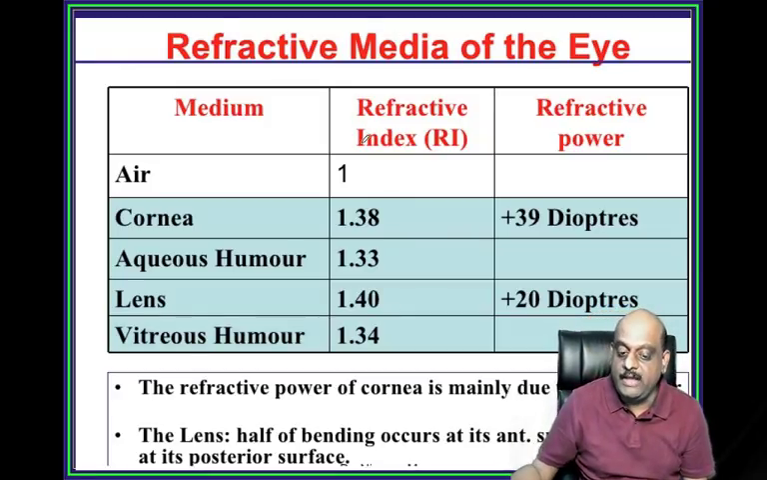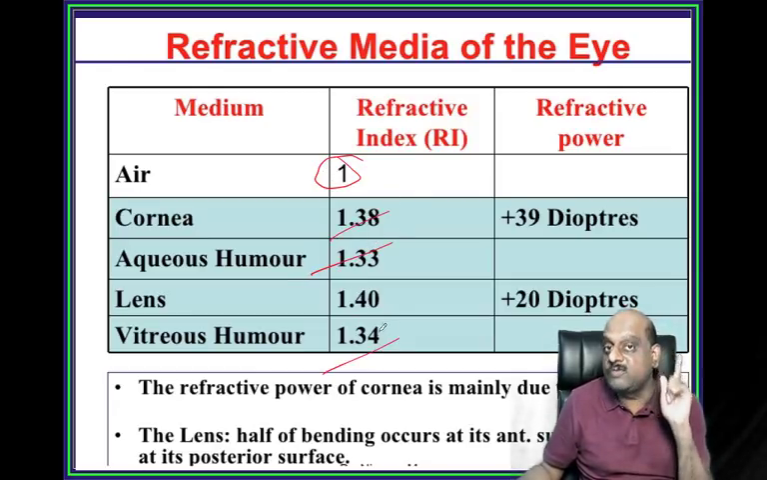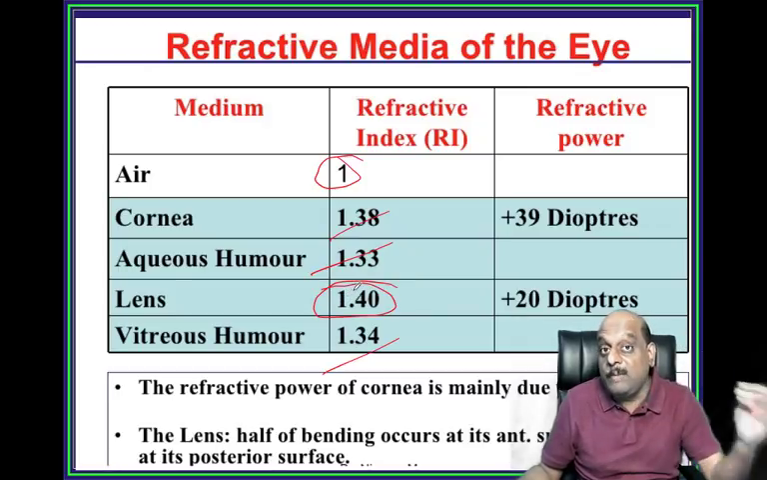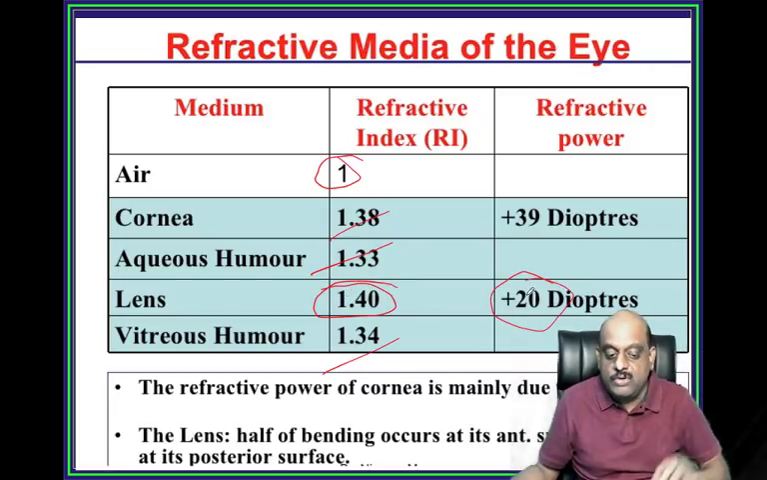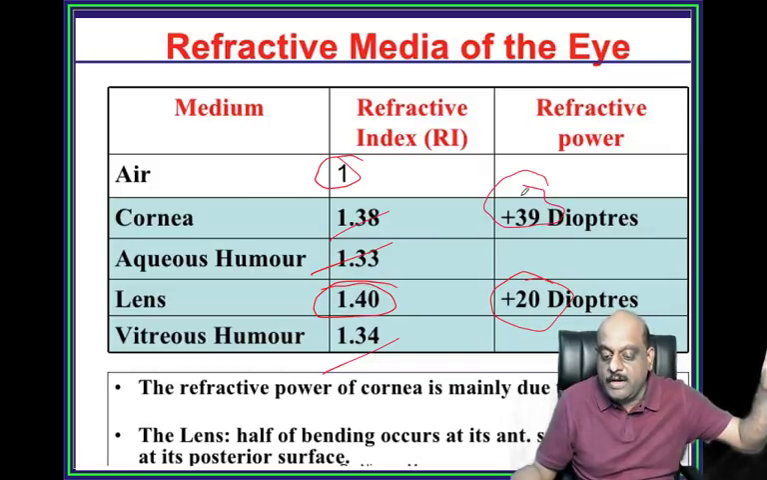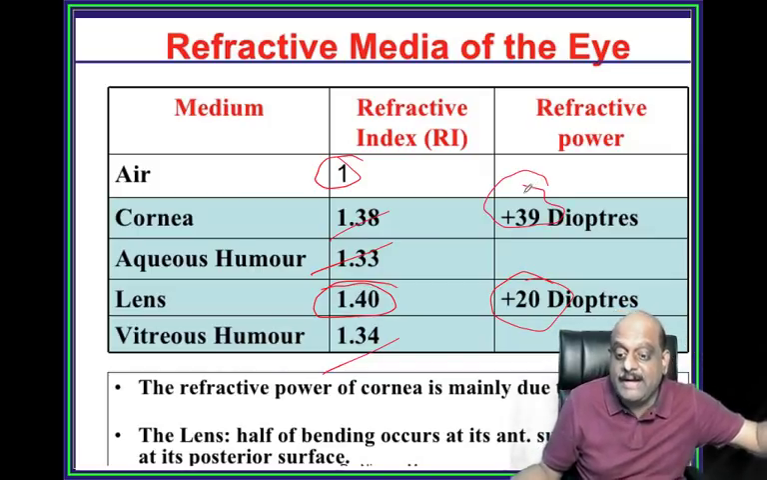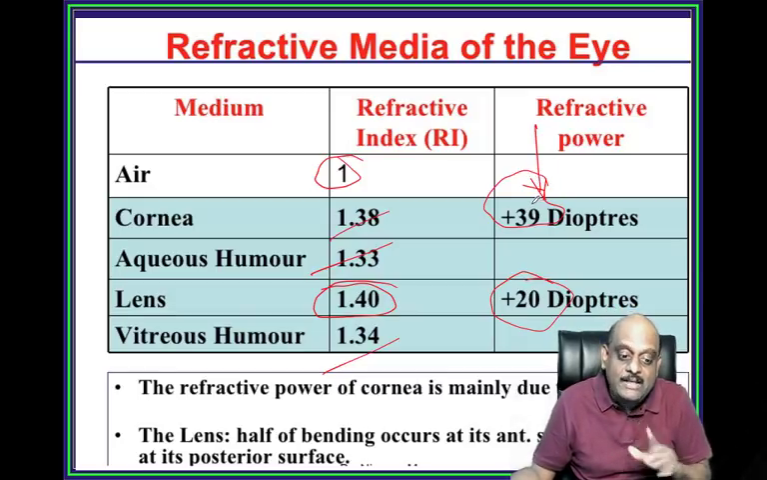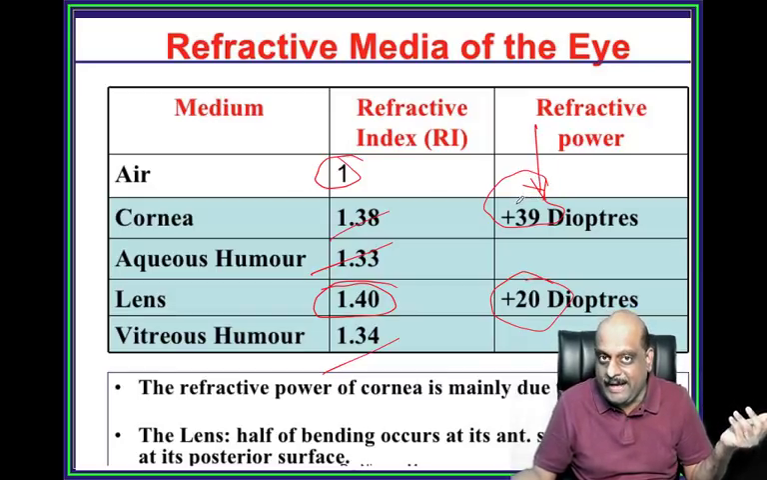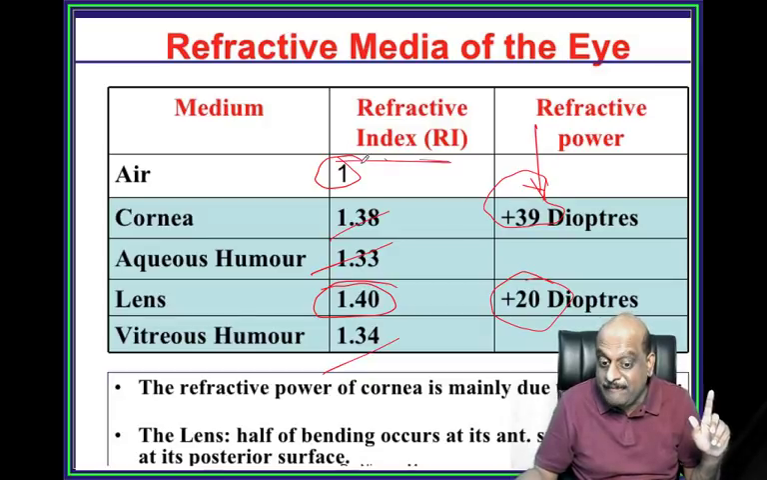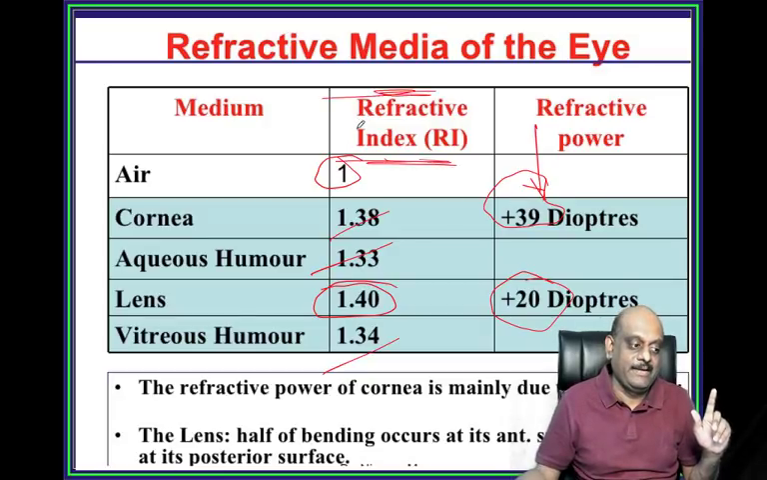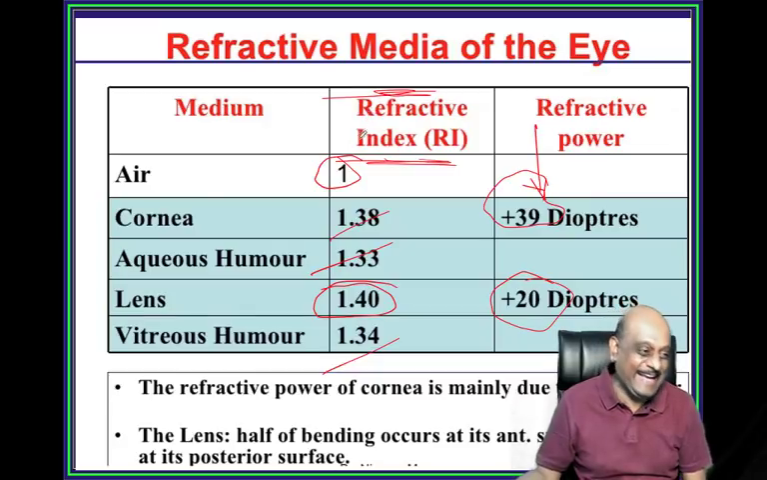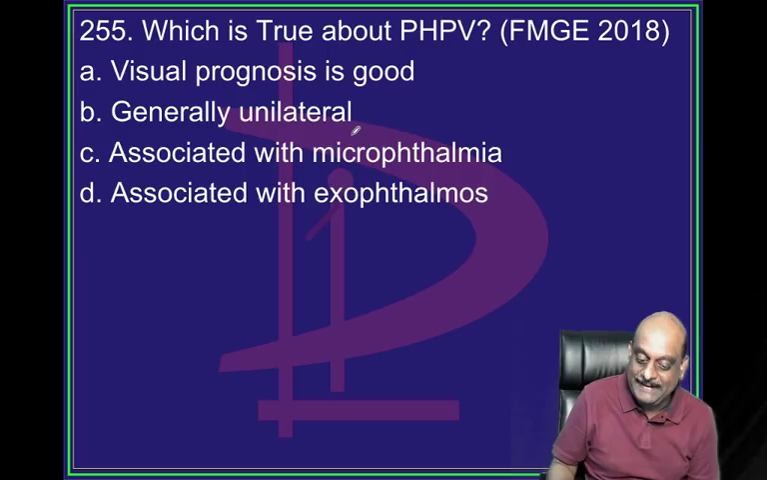So, air is 1, doctor, refractive index. Cornea is 1.38, aqueous is 1.33, vitreous 1.34, lens is 1.4. Lens contributes plus 20 diopters, cornea contributes plus 39 diopters of refractive power. Refractive power is a greater contribution from cornea. I am not asking that. I'm asking refractive index. There is confusion there, it should not happen, okay?